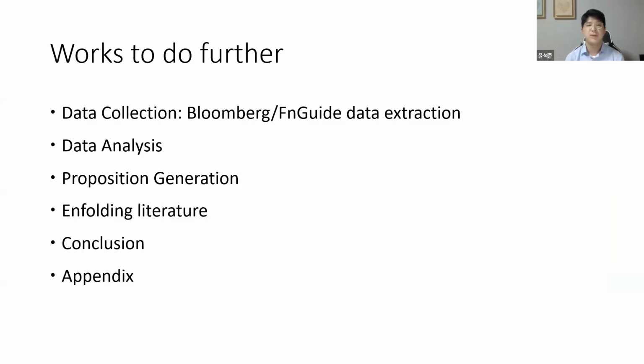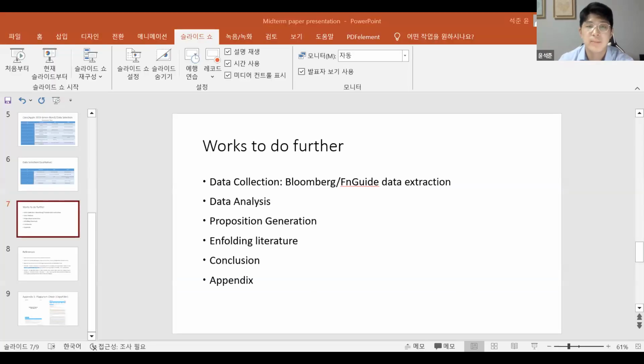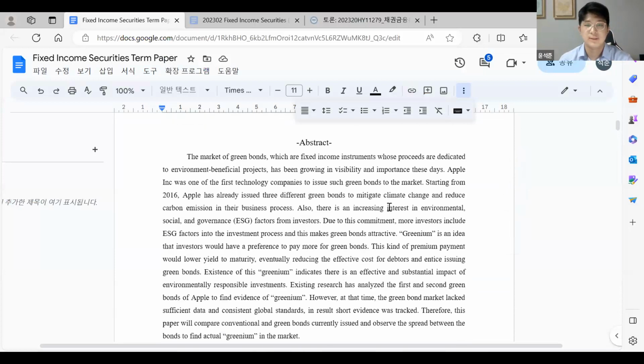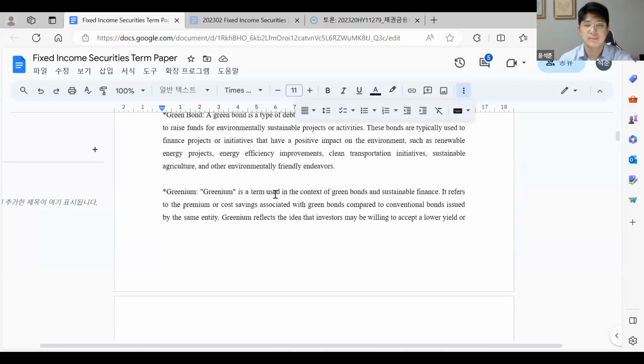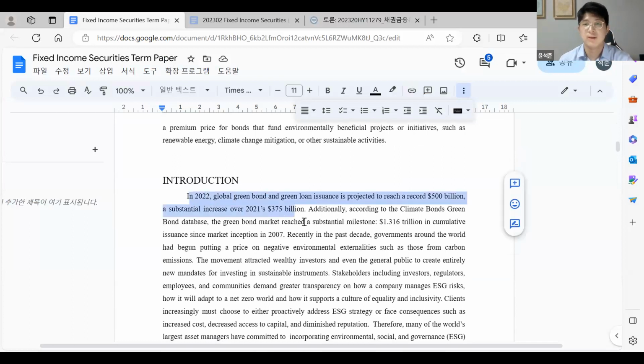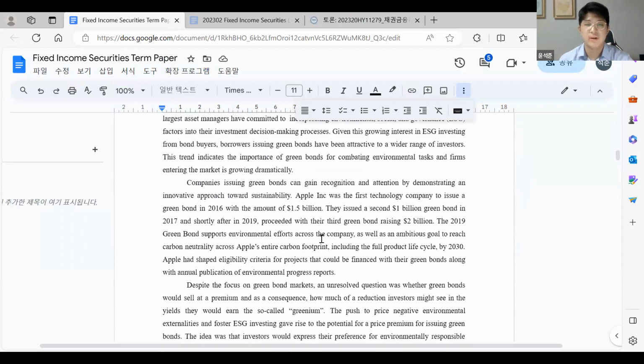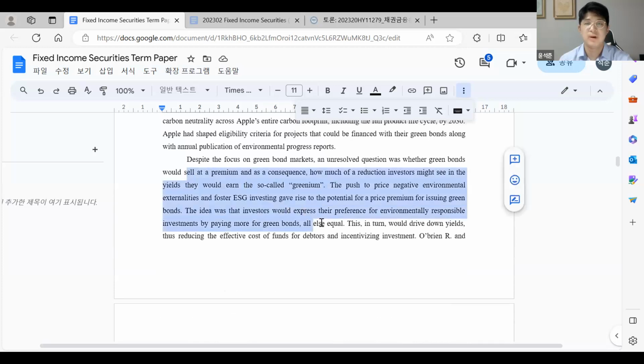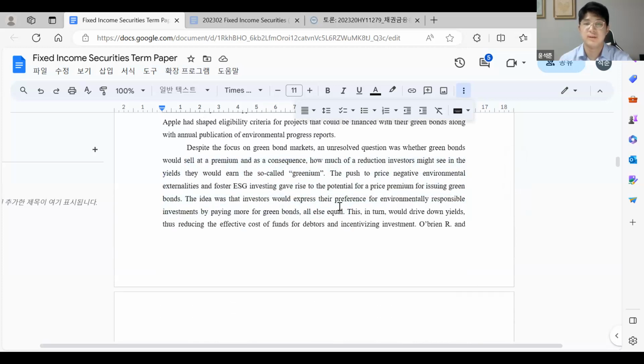And since this midterm paper is a work in progress, I'll show a quick glimpse of my paper. So this is the midterm paper I wrote. I have an introduction of the green bond, the market of the green bond, and how Apple has issued green bonds till now, and why green bonds and greenium are important.